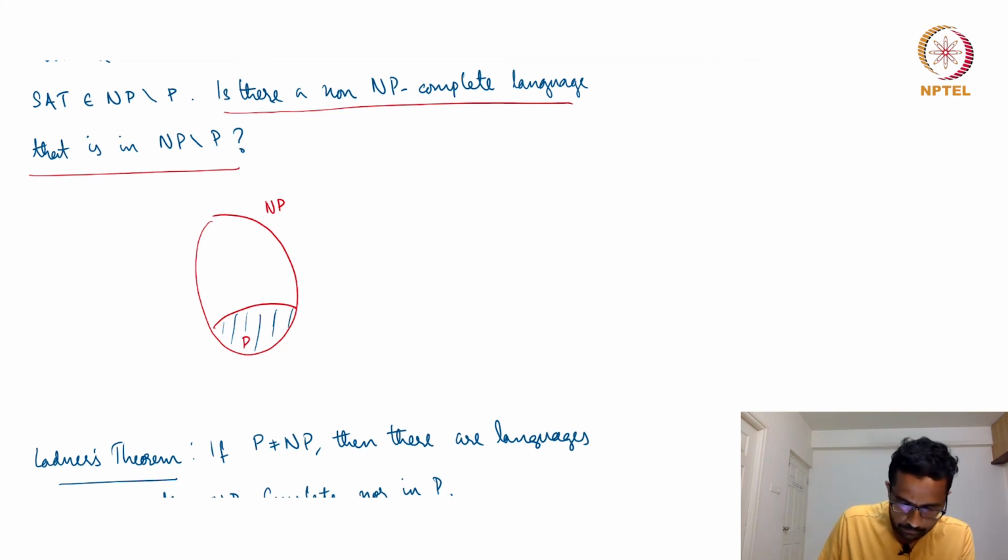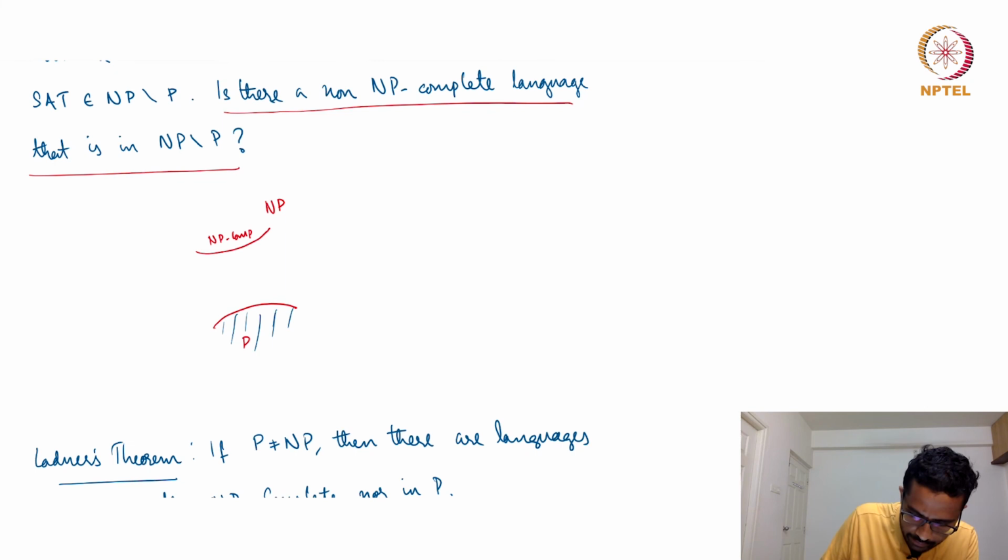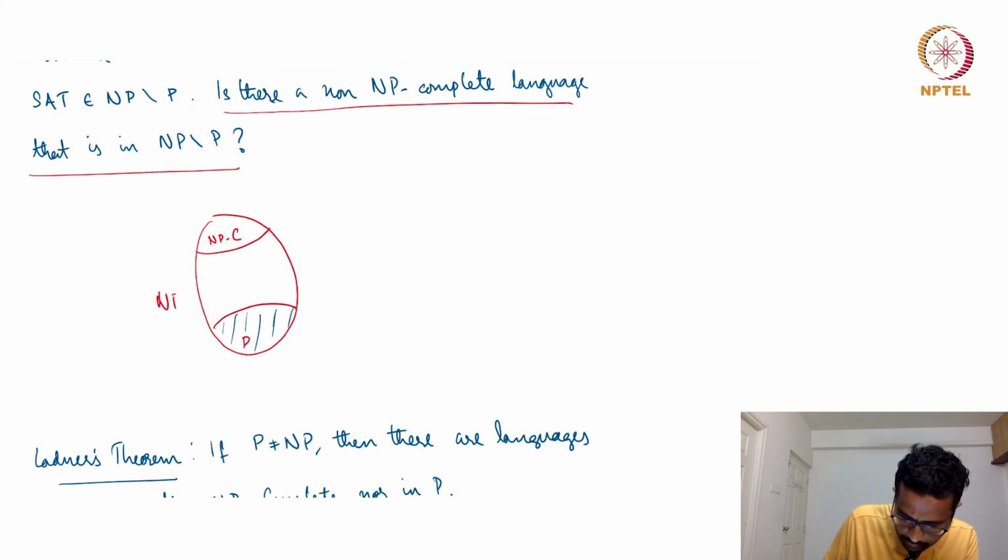Now, suppose this is NP complete. So maybe I'll just write NPC. So NP is this whole thing, the entire big circle here is NP. Now suppose this is NP complete. So this green shaded part is NP complete.